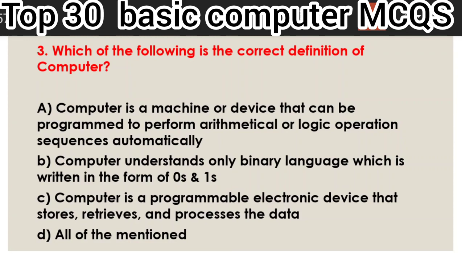Which of the following is the correct definition of computer? A. Computer is a machine or device that can be programmed to perform arithmetical or logical operation sequences automatically. B. Computer understands only binary language, which is written in the form of 0s and 1s. C. Computer is a programmable electronic device that stores, retrieves, and processes the data. D. All of the mentioned. Correct option is D. All of the mentioned.